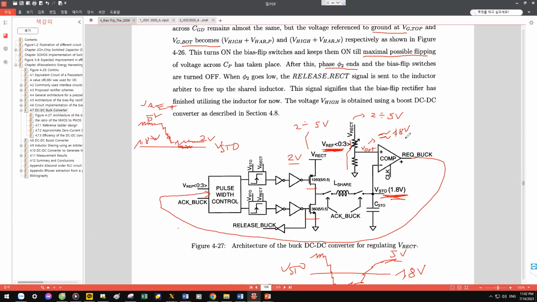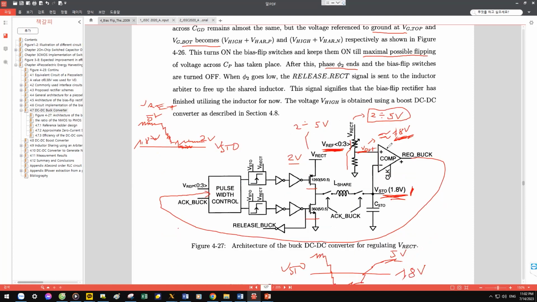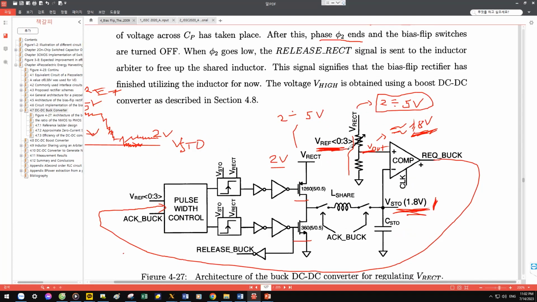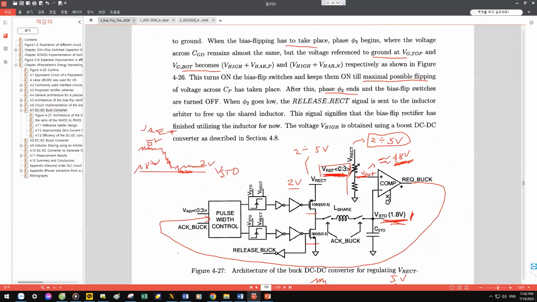So Vout here is always nearly 1.8 volt to compare to this. Do you got it? Yes. V here is always 1.8 volt, and VREC here is changed from 2 to 5 volt. And the reference signal bit here is 4 bit, right?